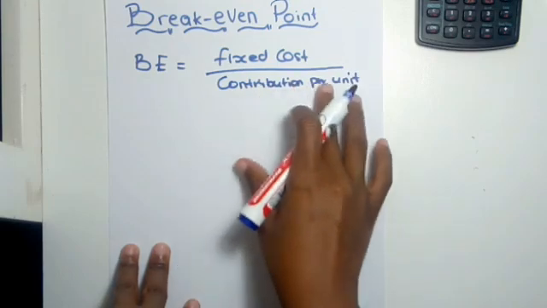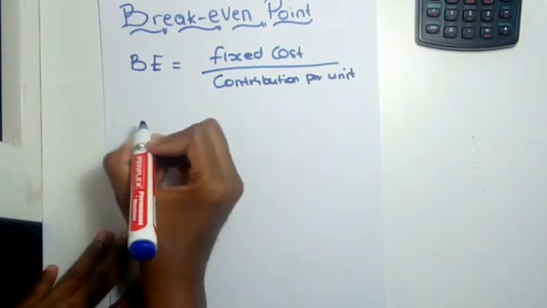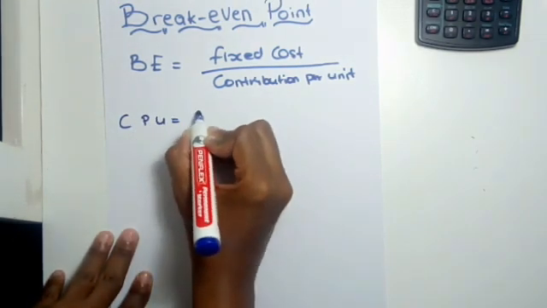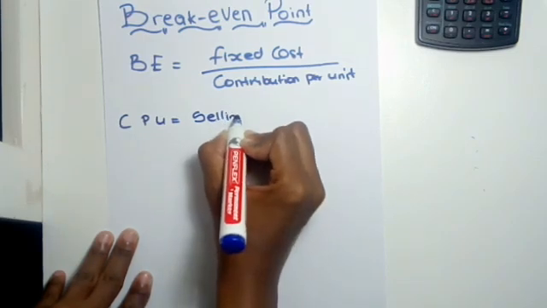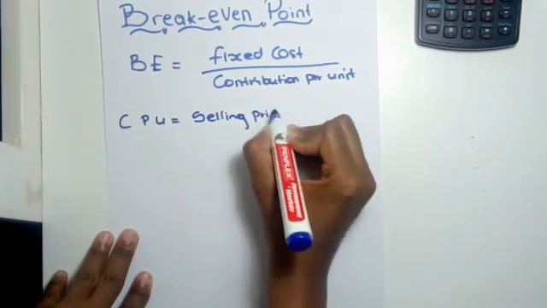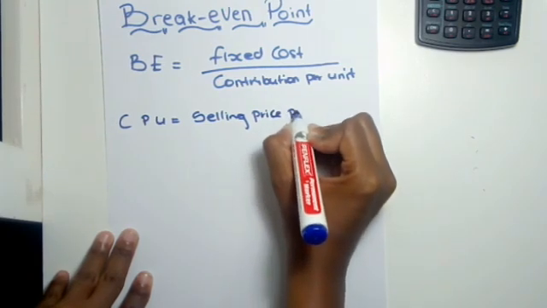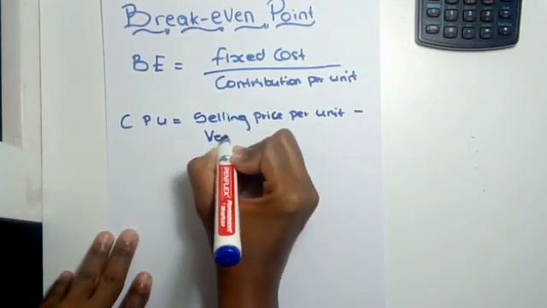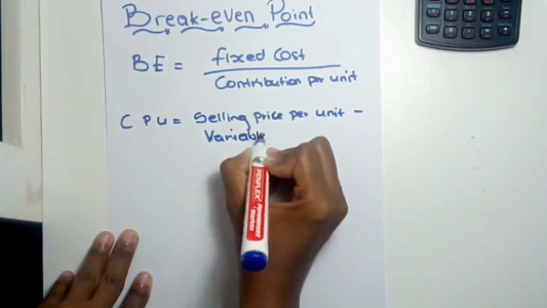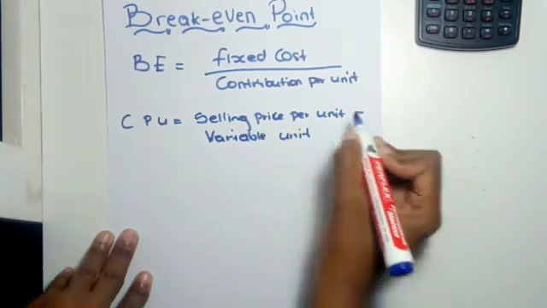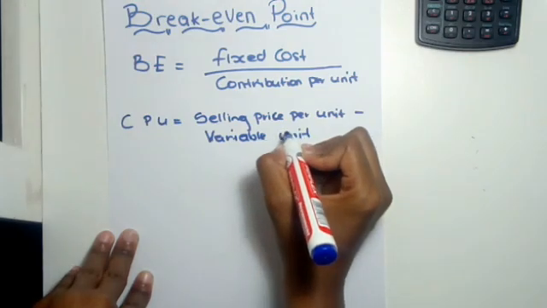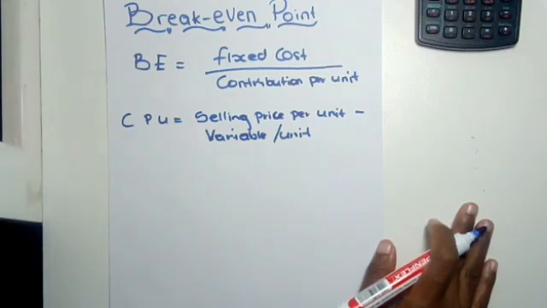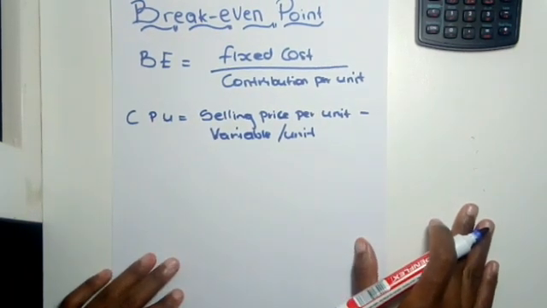And when it comes to our contribution per unit, what makes up contribution per unit? Contribution per unit is equals to, you take a selling price per unit and you subtract from it variable cost per unit, and that's what gives you your contribution per unit. So we can go ahead and substitute.